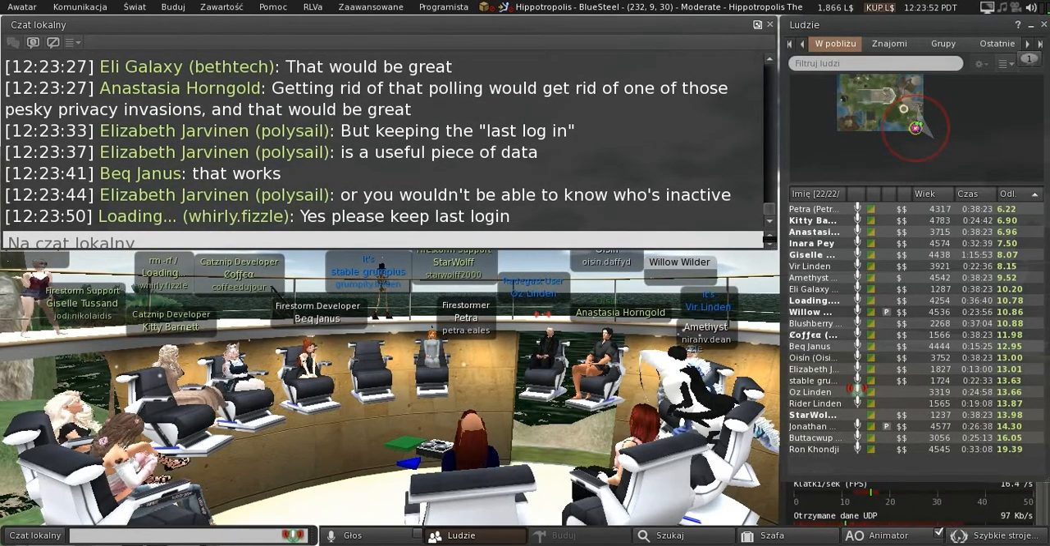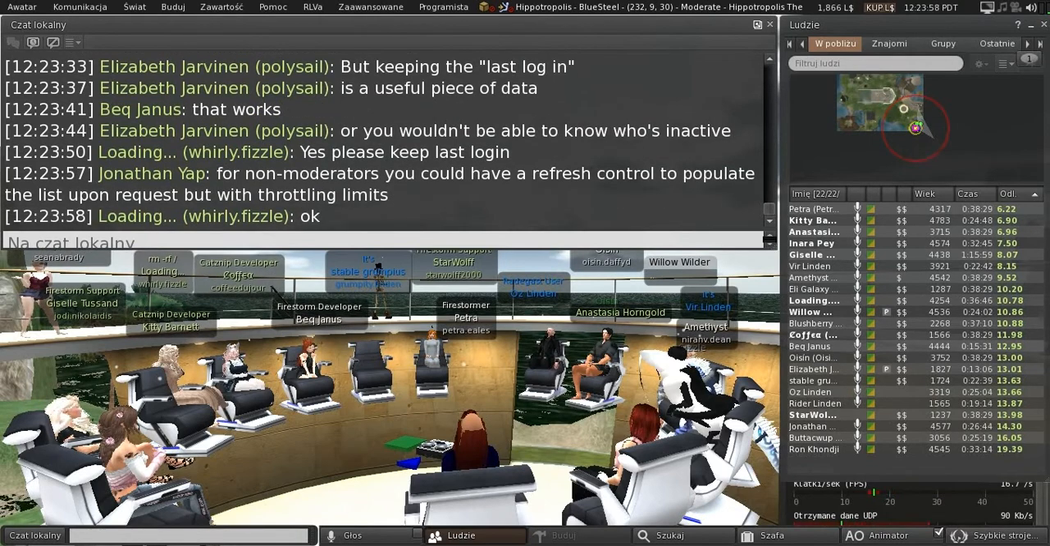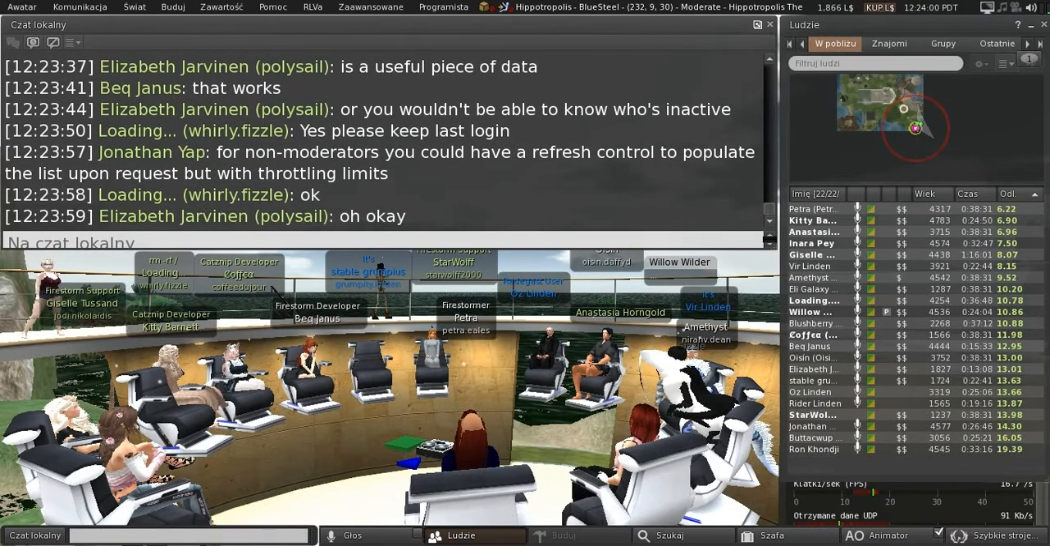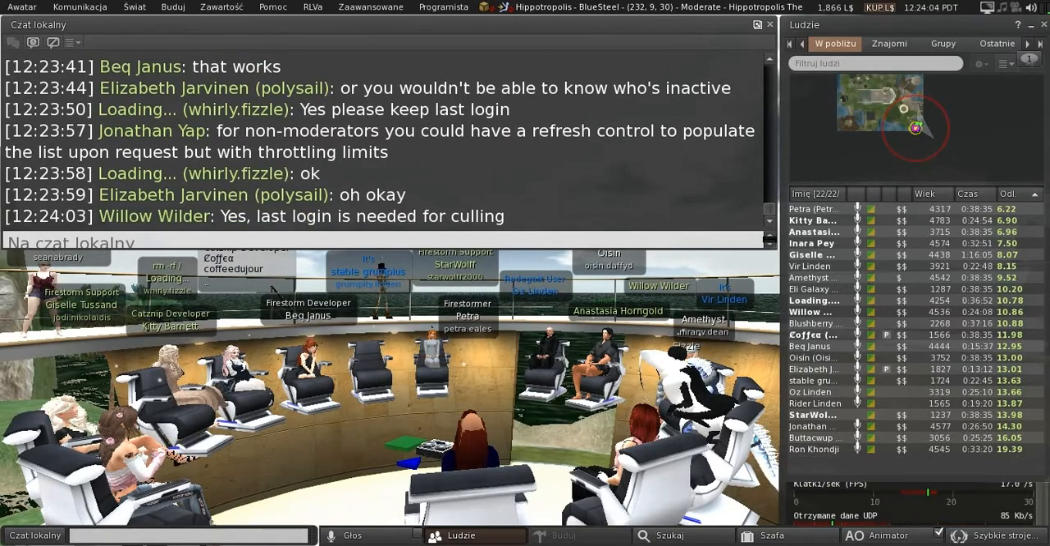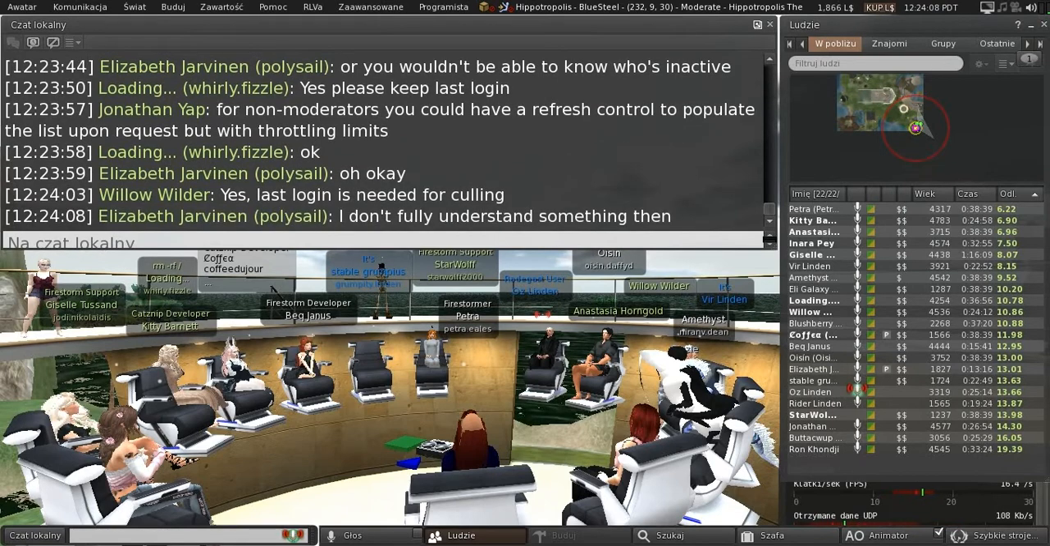Yeah, the last login feature is unrelated to sending those messages around. Okay, well, we may do some experiments with that on a subset of the groups and see what happens.